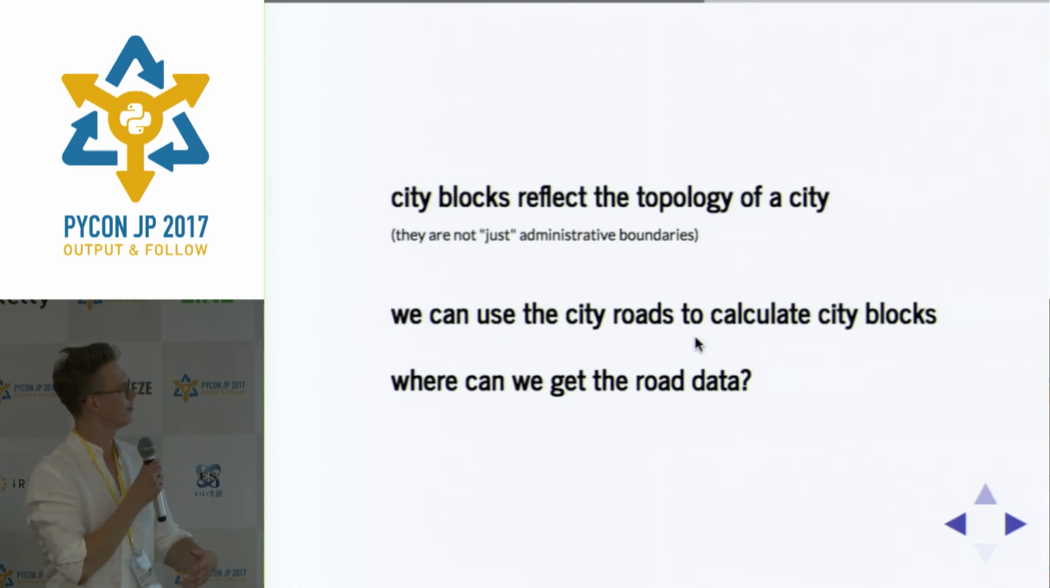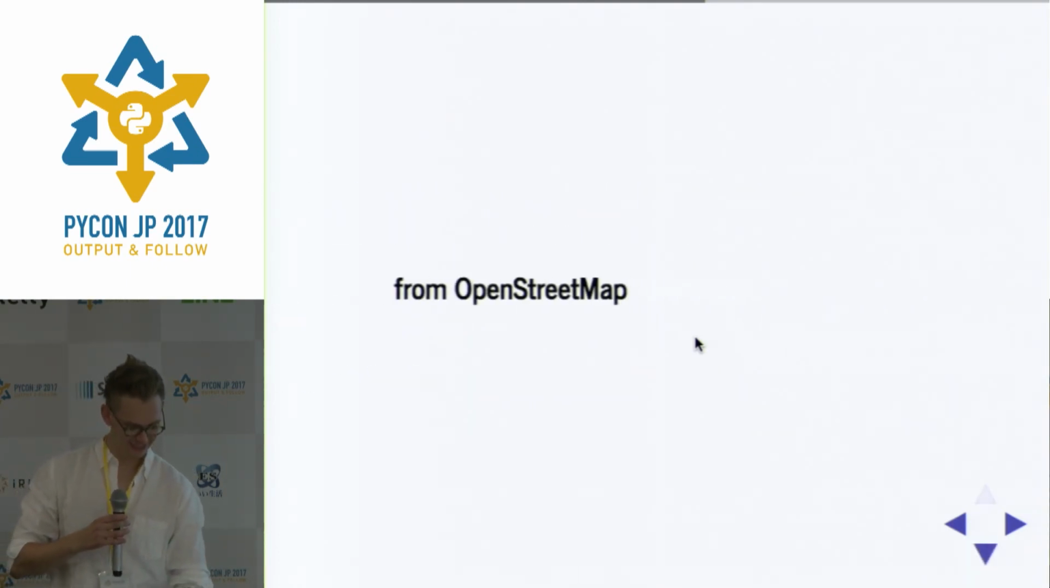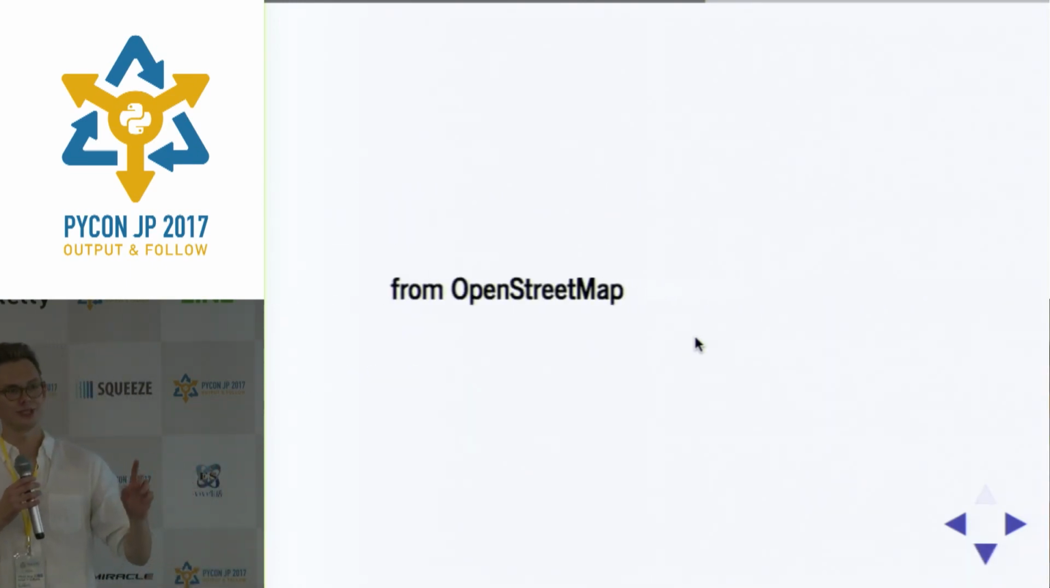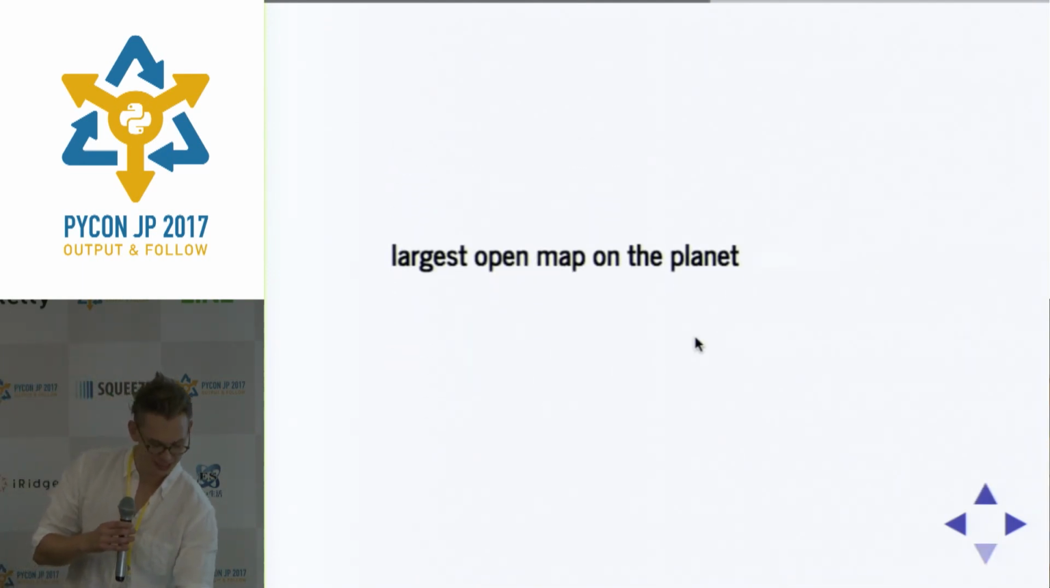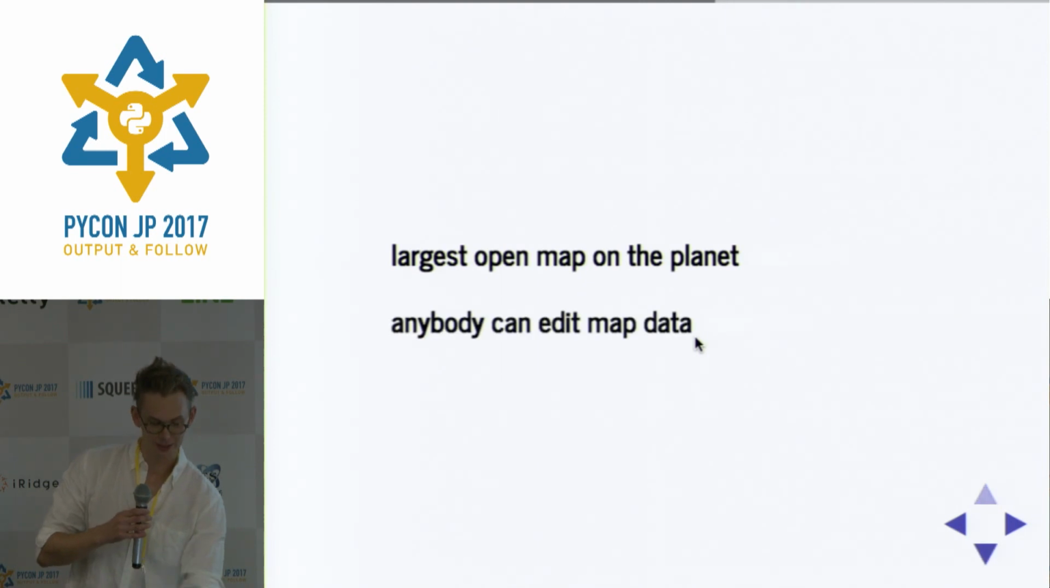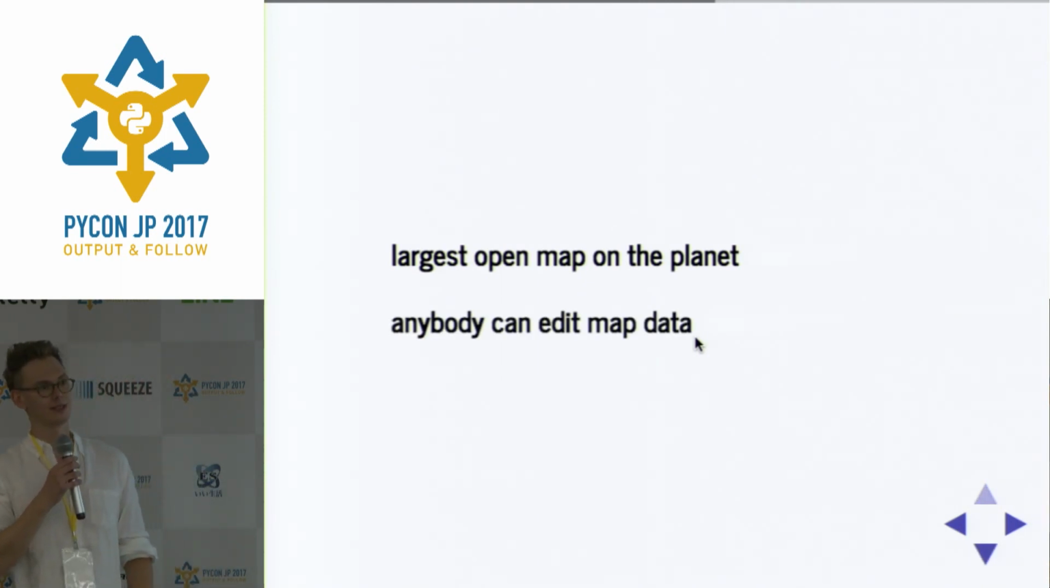So, where can we get the road data? From OpenStreetMaps, which I also think most of you know. OpenStreetMaps, just in case, is the largest open map on the planet, and it's sort of Wikipedia style in that anybody can go there and edit the map.